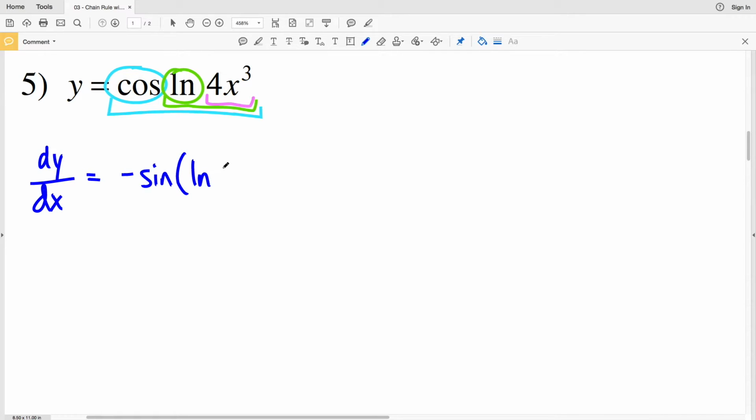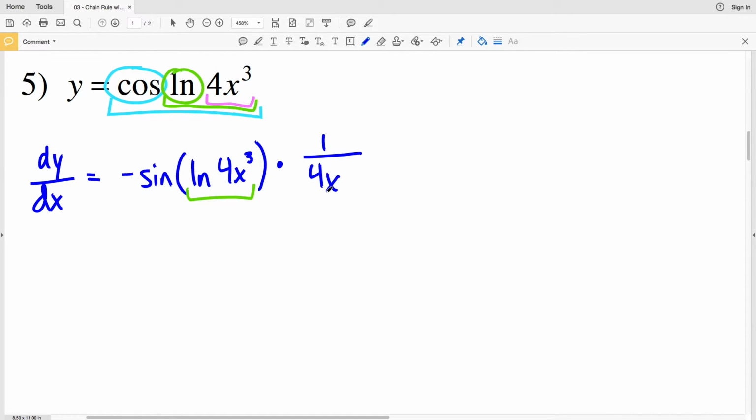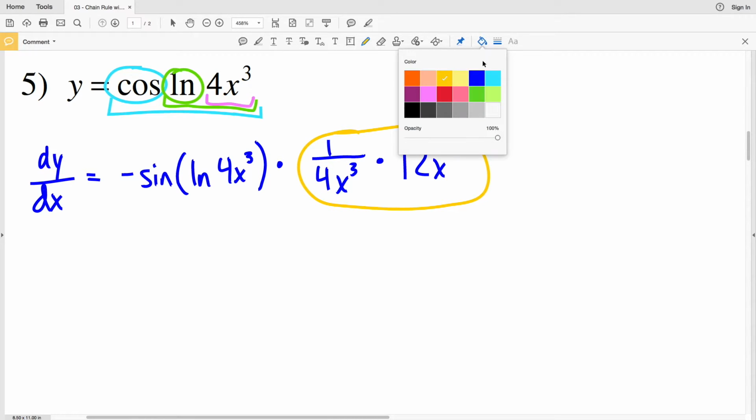So we're going to have negative sine of ln 4x cubed. So now that we've taken the derivative of the outer, we're going to take the derivative of the inner, the derivative of the ln of 4x cubed. And remember, the derivative of ln of u is 1 over u. So the derivative of the ln of 4x cubed is going to be 1 over 4x cubed. And now we'll take the derivative of 4x cubed, which 3 times 4 is 12. So that's 12 times x to the 3 minus 1, 12 times x squared. Now simplifying all of this, let's first look at our last two terms that are multiplied.